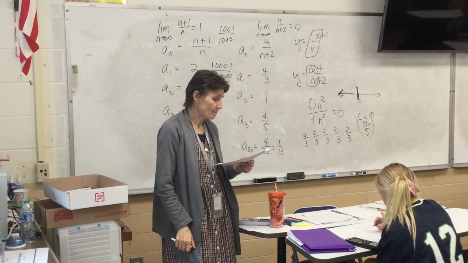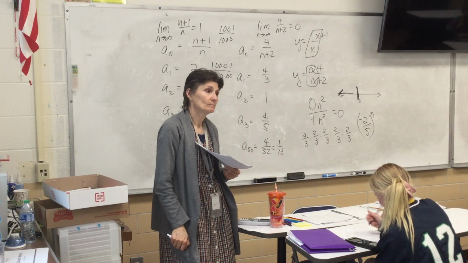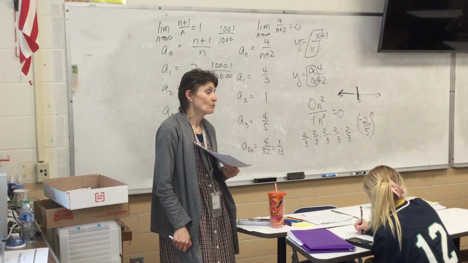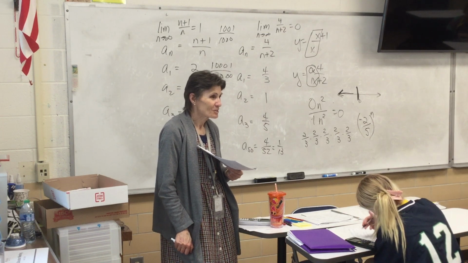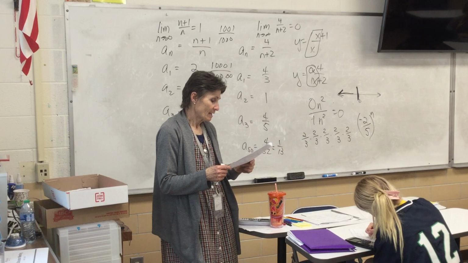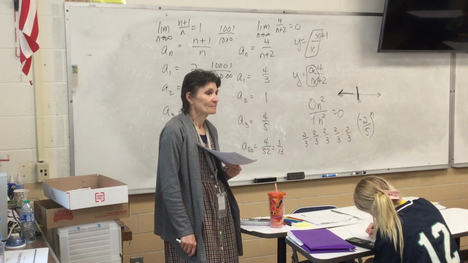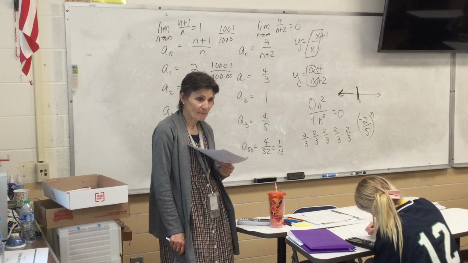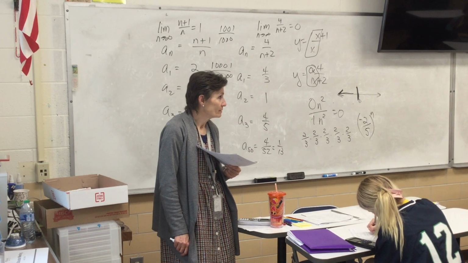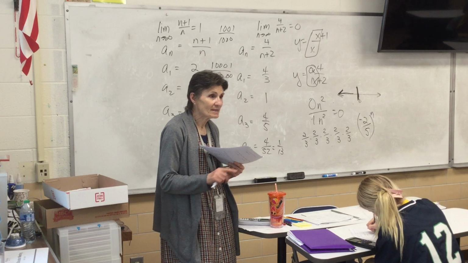So tell me about K. 0. 0.36 is less than 1, so the limit's going to be 0. How about L? Divergent. 1.5 is bigger than 1. Those are easy peasy, right?